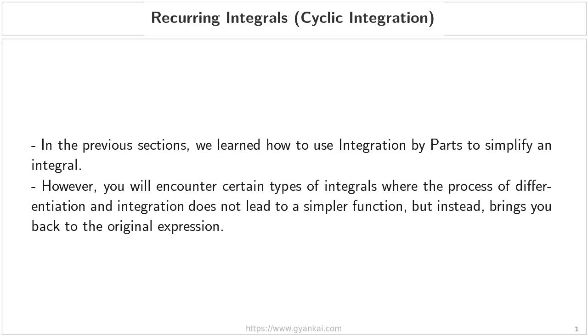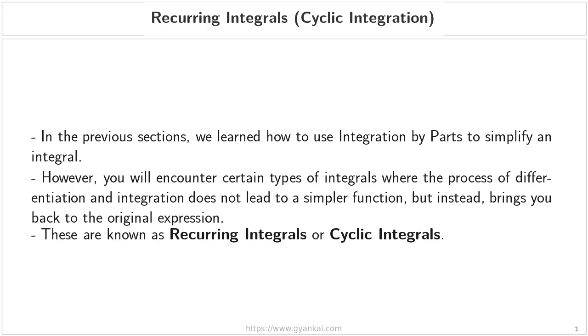What if, after differentiating and integrating, you find yourself right back where you started, with the original integral staring back at you? That's exactly what happens with what we call recurring integrals, sometimes also referred to as cyclic integrals. These are integrals where the repeated application of integration by parts doesn't lead to a solution directly, but instead creates a cycle. Don't worry if this sounds a bit strange right now. We'll be working through examples to make it crystal clear.